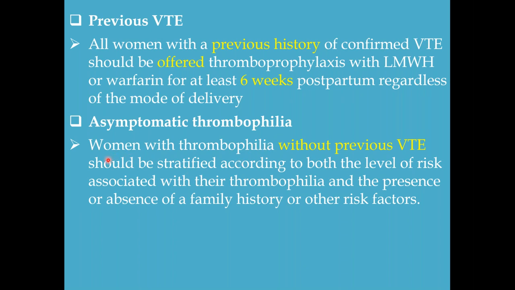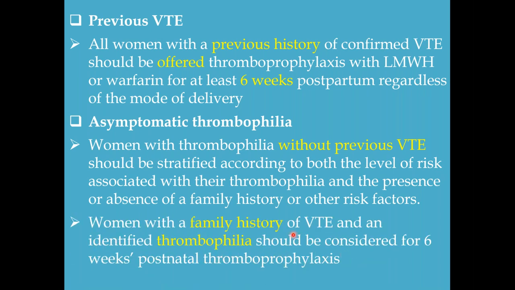Asymptomatic thrombophilia. Women with thrombophilia without previous VTE should be stratified according to the level of risk associated with their thrombophilia and the presence or absence of a family history or other risk factors. So a patient with asymptomatic thrombophilia, we should look for other risk factors of VTE, or any family history. Women with a family history of VTE and identified thrombophilia should be considered for 6 weeks of postnatal thromboprophylaxis.